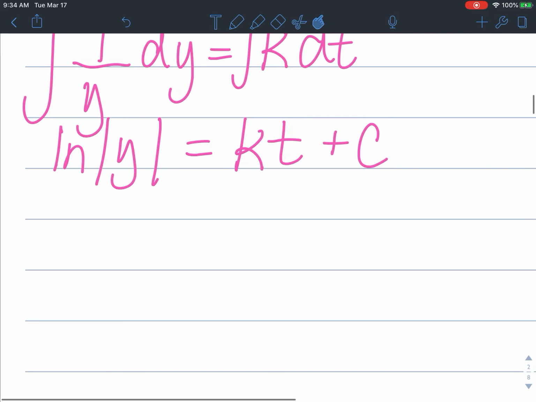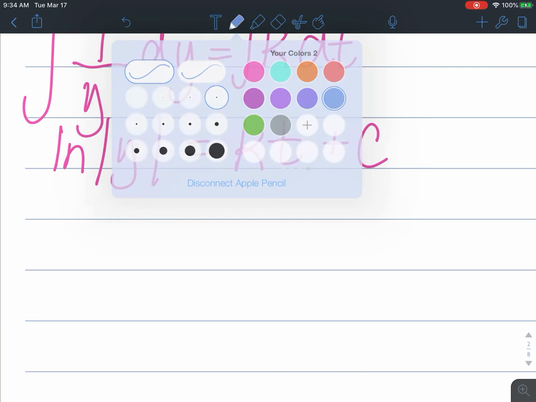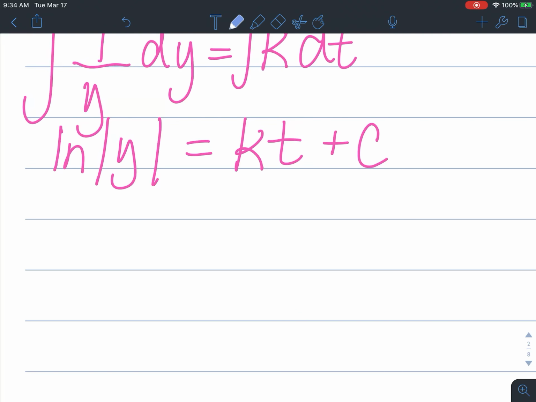Okay, the problem here is that we have to get y by itself. y is not by itself. It's stuck in this log function. So remember that the base of ln is e. So I can get y out of the ln function if I change it to an exponential function.